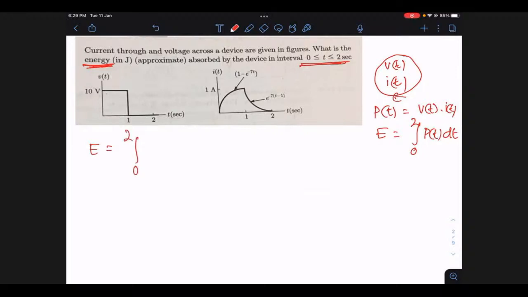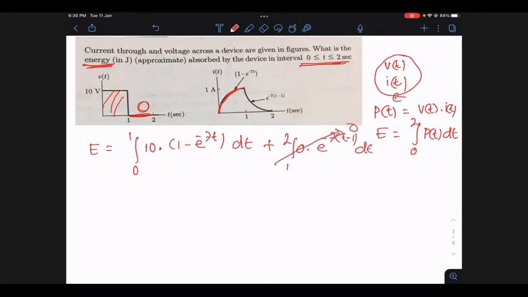Let us divide Vt into two segments, since the overall integration is up to 2. In one segment I'm taking 0 to 1, where your Vt is 10. So this is 10 multiplied by the expression 1 minus e raised to power minus 7t, dt. Plus the integration from 1 to 2, where this is 0 into e raised to power minus 7(t minus 1), dt. So the second integration is anyway 0.